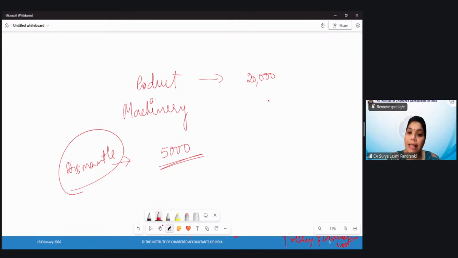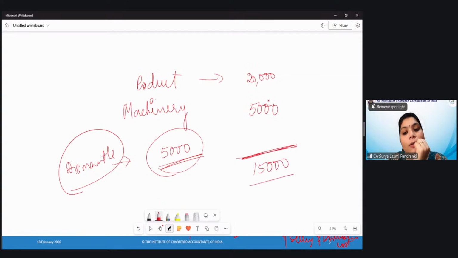Good. But if I have to sell this machine, हम dismantle करना है इसको. We have to dismantle and only then you can sell it. And what is the dismantling cost? 5,000. Which means though you are selling it for 20,000, what is the net amount that you get in your hands? Only 15,000. Yes or no?